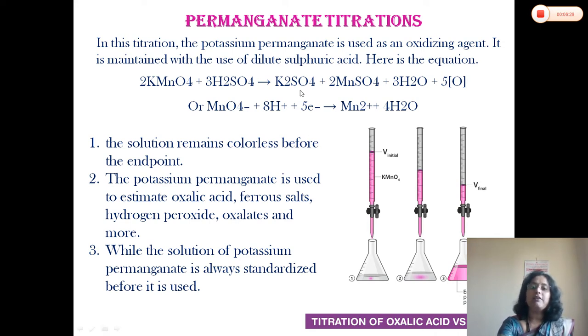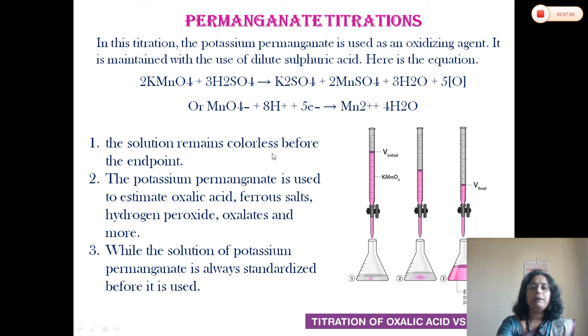Or in an electronic way, we can say that when the KMnO4 reacts with the H2SO4, the oxidation state of Mn in MnO4 minus is +7 and it gets reduced to +2, meaning it takes 5 electrons. It takes these 5 electrons from the other component, so it oxidizes the other component and itself gets reduced. And in KMnO4 titration we don't require any indicator because permanganate is a self indicator.